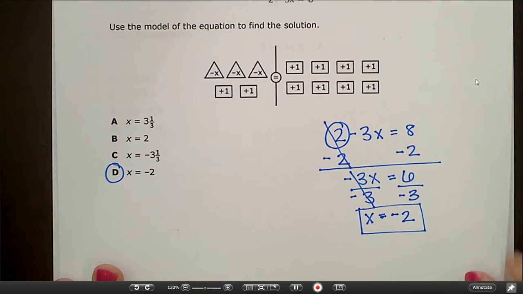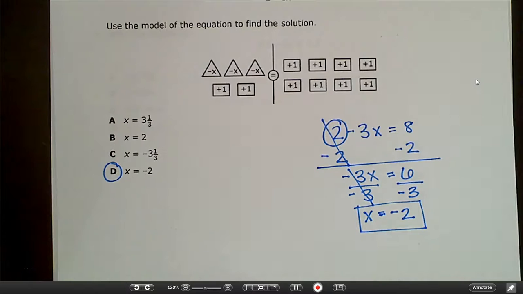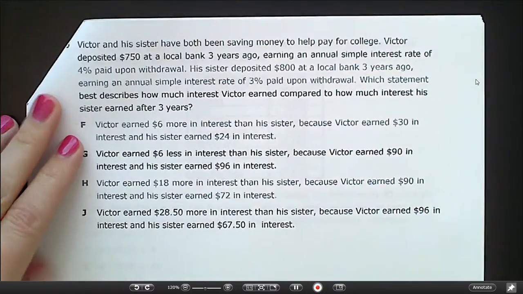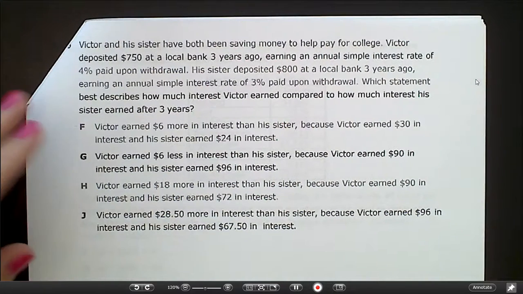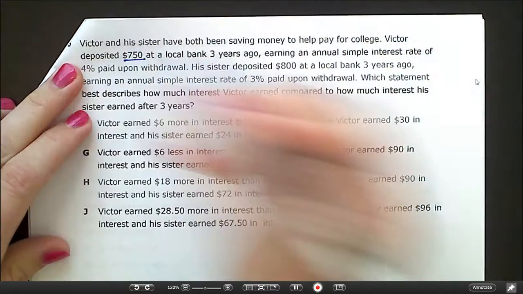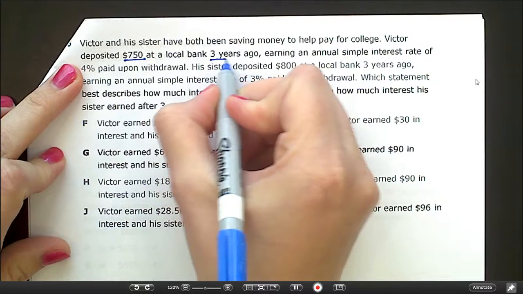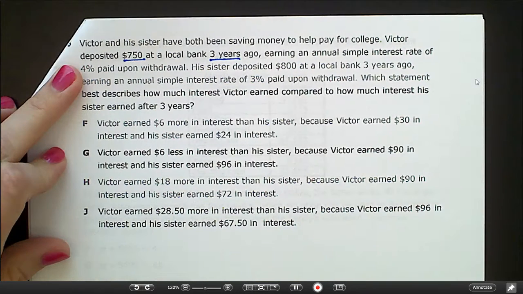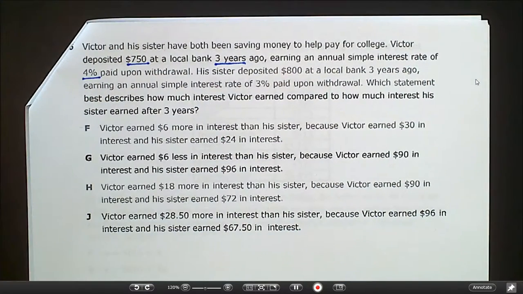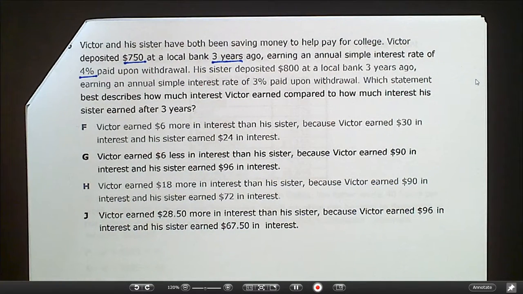Okay, make sure that you are following along and that you're getting your test correction paper filled out completely so you can get maximum points. And let's look at number 6. Victor and his sister have both been saving money to help pay for college. Victor deposited $750 at a local bank 3 years ago, earning an annual simple interest rate of 4% paid upon withdrawal. So we have 3 important pieces of information.